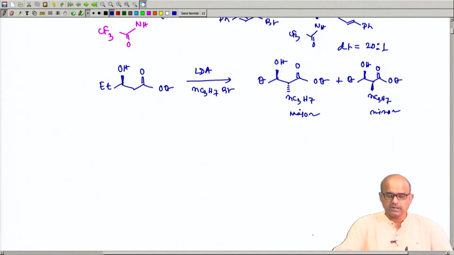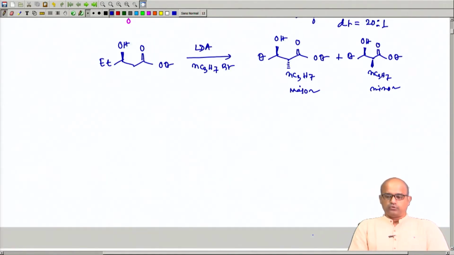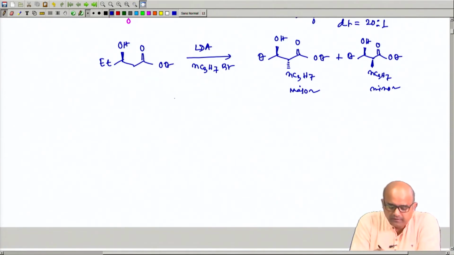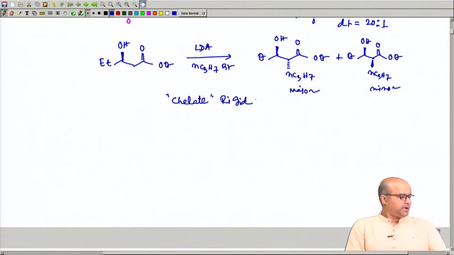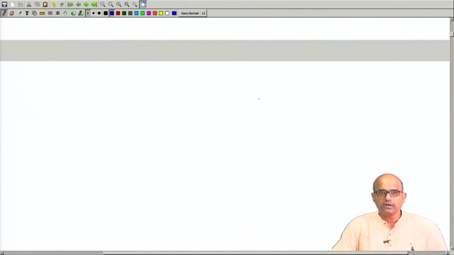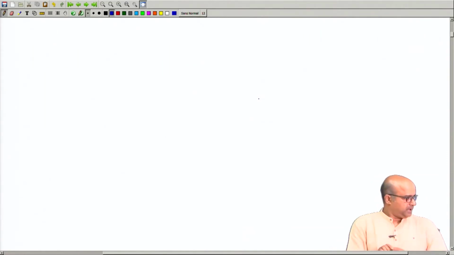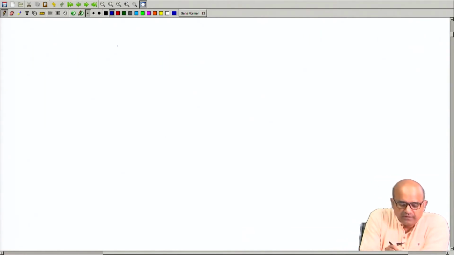Remember, when we talked about the model, we said sometimes if you have a chelating group, you may form a chelate, a rigid chelate. Now, this kind of rigid chelate also gives you clear-cut stereo control. Now, continuing to the next page, we will be discussing this. So, let us talk about something like this.